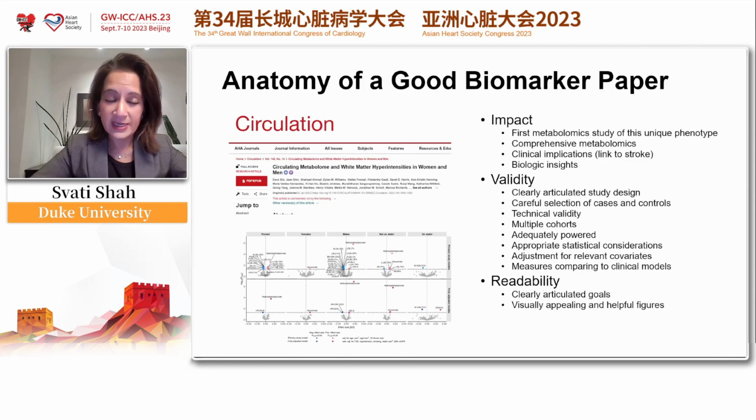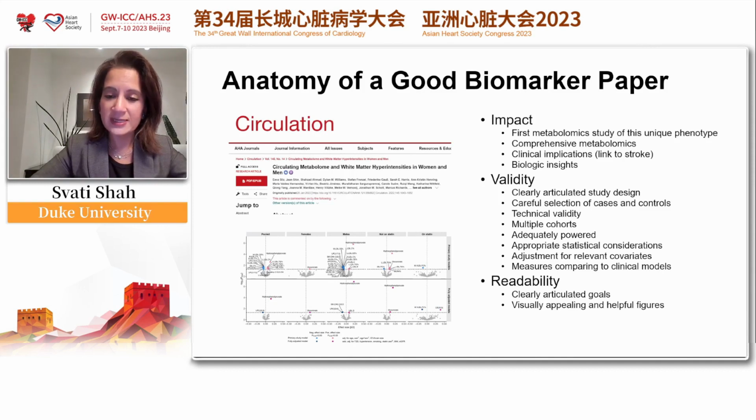With regards to validity, there was a clearly articulated study design. The cases and controls were carefully selected, and they were able to very clearly describe how they had selected them. With biomarker papers, when we're looking at these different omic platforms, we want to make sure there's technical validity. For the mass spec they used to measure the metabolites, they showed evidence of good technical validity. They had multiple cohorts to support robustness of their findings. There were large sample sizes, so they were able to show they were adequately powered.